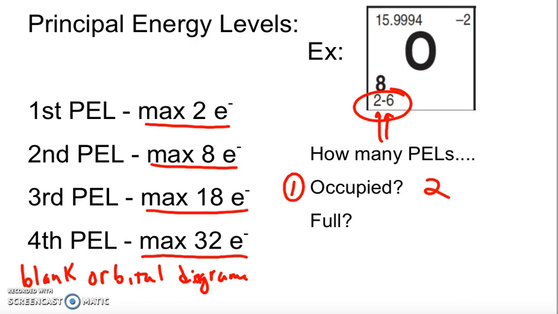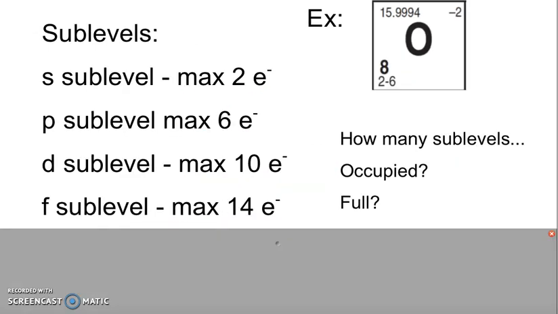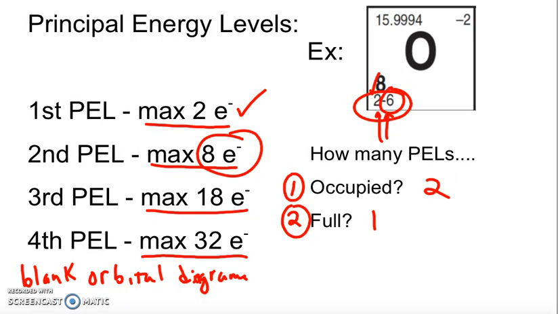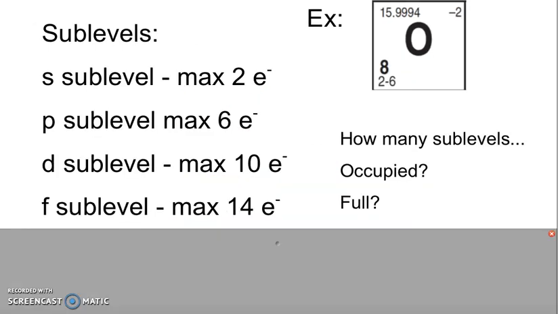Are those principal energy levels full? That's the second question. Since the first principal energy level can hold 2 electrons, we see that it is full. The second principal energy level can hold 8. We don't have 8 in the second principal energy level, so that second level is not full. So we only have 1 principal energy level that is full, and that's the first energy level. To look at the principal energy levels, you must consult the shell diagram on the periodic table. That's going to be your best bet for figuring that out.